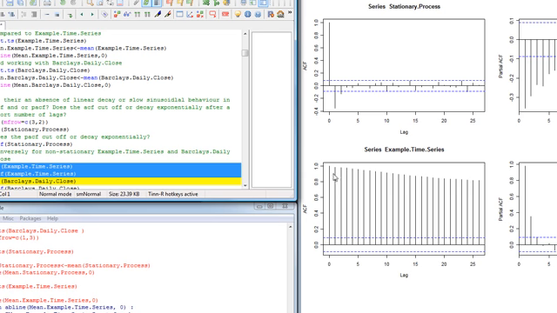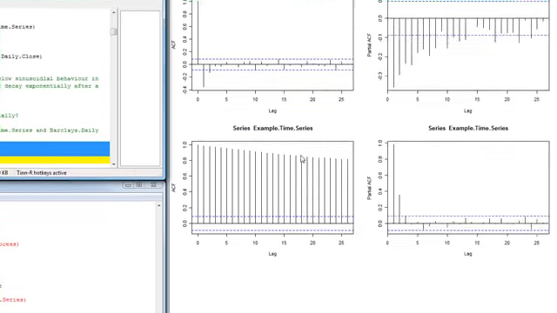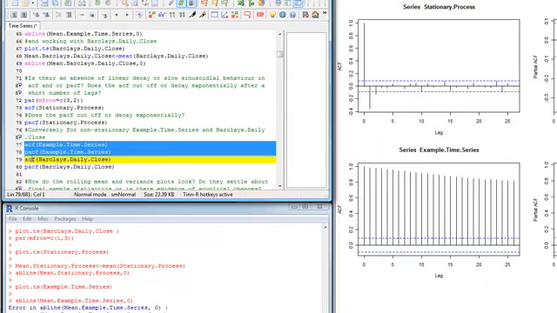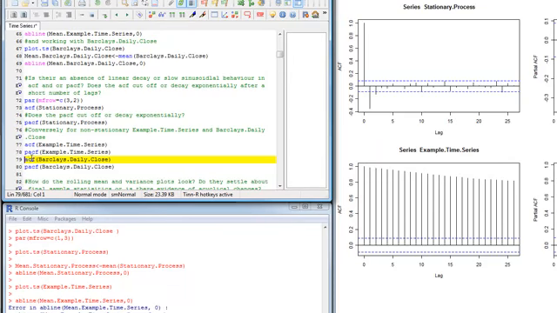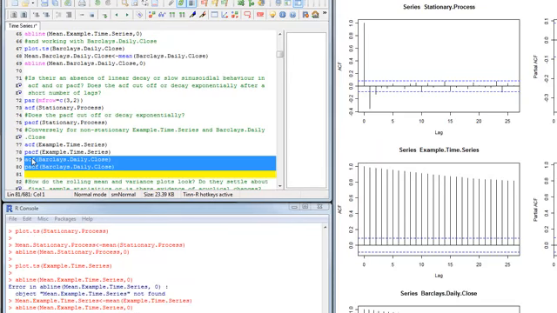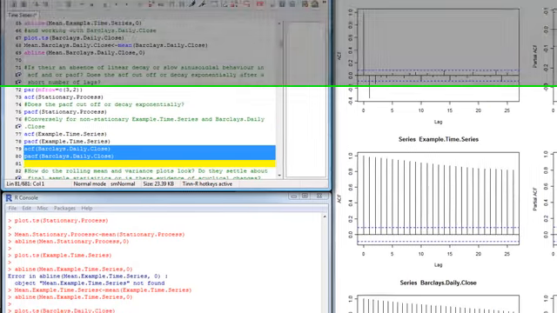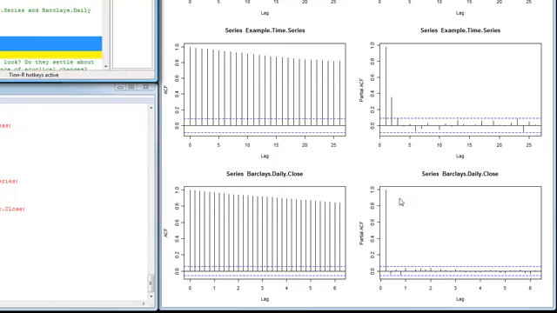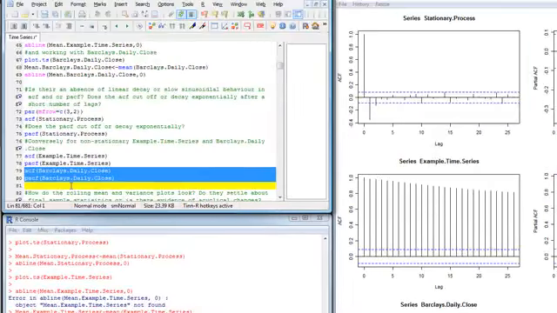So in the example time series we can see that that's not stationary because of this linear decay in this correlation function. In the partial autocorrelation function we do see a sharp decay, but the linear decay in the ACF is enough to tell us that the process isn't stationary. Looking at Barclays data now, again we see a linear decay in the ACF, and the PACF cuts off, but the linear decay here is enough to confirm that we don't have stationarity.